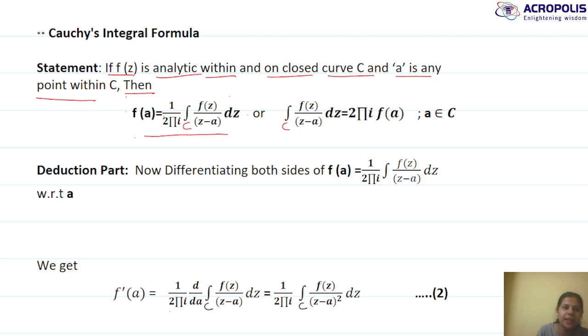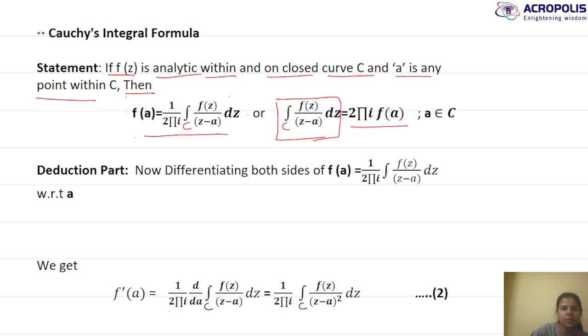But Cauchy's integral formula says that the function is analytic inside and on the curve C, and there is a point A which lies inside C, then we can find the value of the function at that point by the formula 1 upon 2 pi iota integration along C of f of z upon z minus a dz. We can also evaluate the integral with the help of Cauchy's integral formula, as 2 pi iota comes over with f of a, and what remains is the integral.